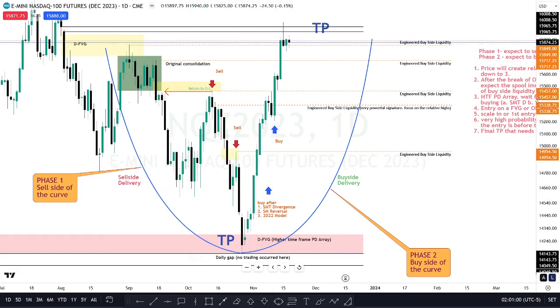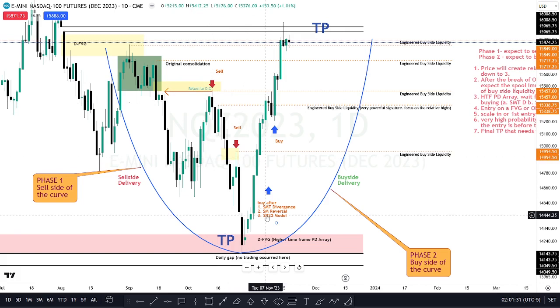So let me just explain this one. After the break, look at this fair value gap right here. This low and this high, it was never tested. Then the market lifts this so that it can come back again. As it gets into this fair value gap, what happens? This is the return to the fair value gap. That's when you get your first entry sell.